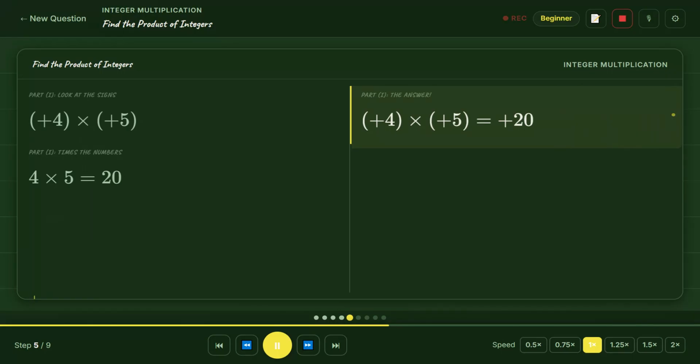Same signs give a positive answer. So our answer is positive 20. Great job on part 1.